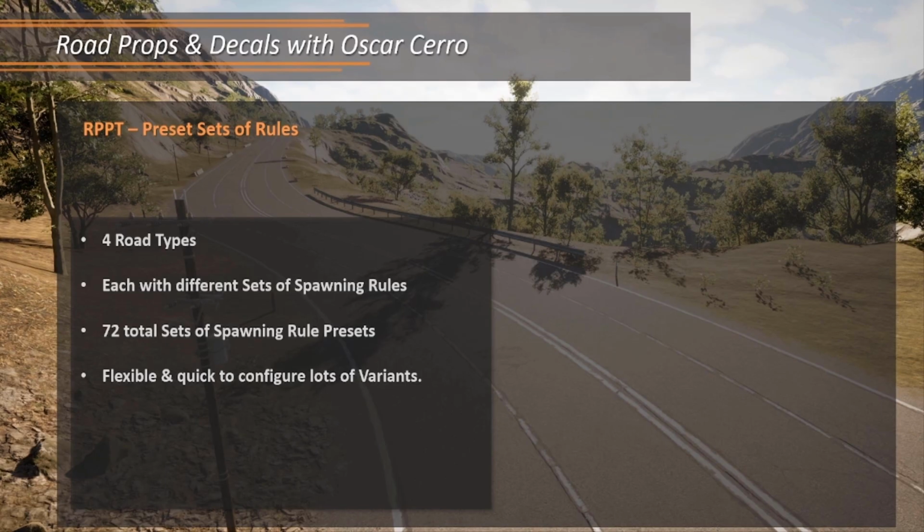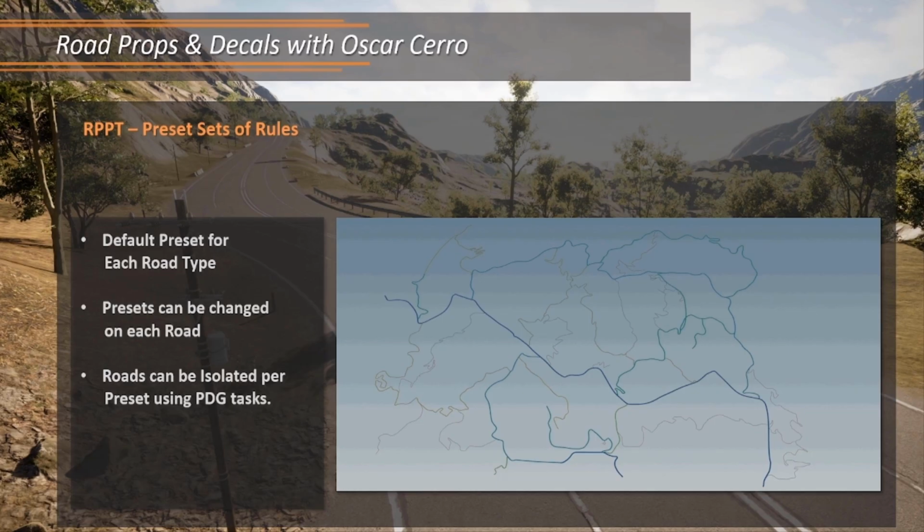Now, in the example scene that we made for this masterclass, there are 4 road types, each with different presets. In total, there are 72 sets of spawning rules. The tool does not support different presets for different road selections, so we needed something flexible to apply each preset automatically to its corresponding road and be ready for any change on the road network. In this case, all roads use their default preset assigned by the road type. However, you can override the preset applied to each individual road, for example, directly within Unreal.